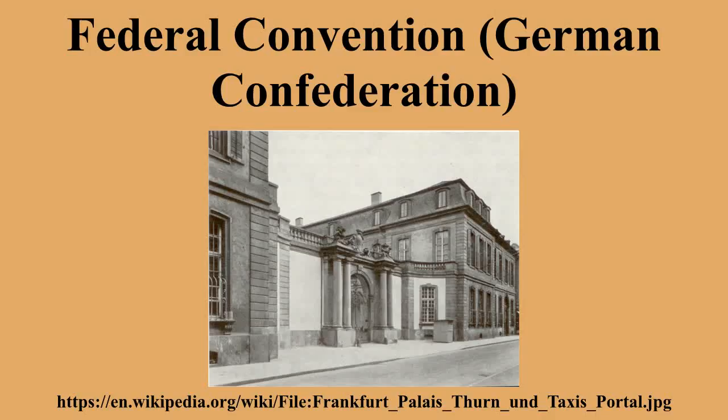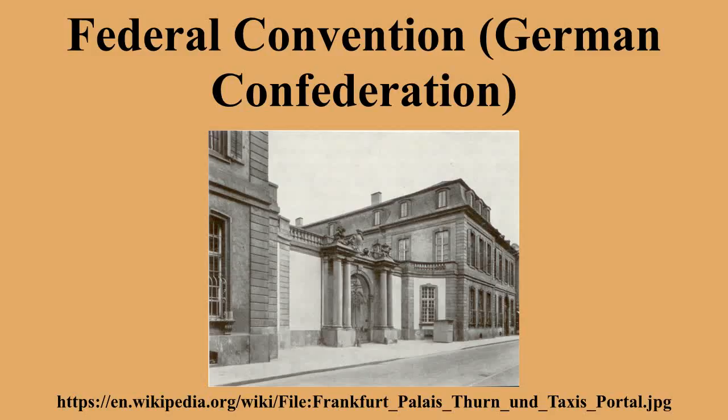The Federal Convention was the only central institution of the German Confederation from 1815 until 1848, and from 1850 until 1866. The Federal Assembly had its seat in the Palais Thurn und Taxis in Frankfurt. It was organized as a permanent Congress of Envoys.